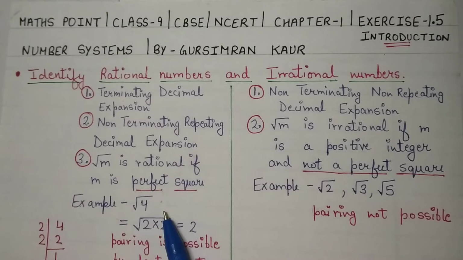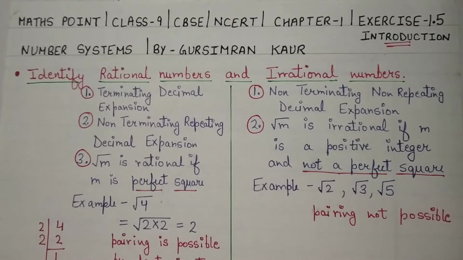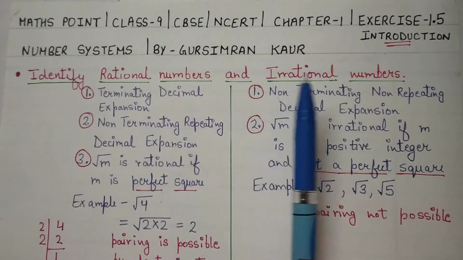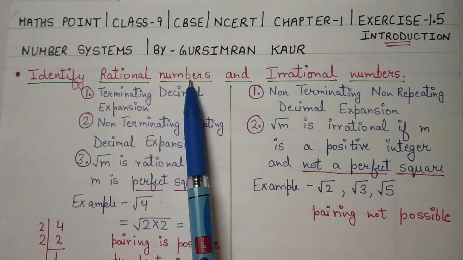In this video, we will do the introduction part of exercise 1.5 of the NCERT book, that is operations on real numbers. Firstly, there are some questions in the exercise to identify rational numbers and irrational numbers. For that, we need to learn the concept first. Here is the concept. If we want to identify rational numbers and irrational numbers, the things are as follows.